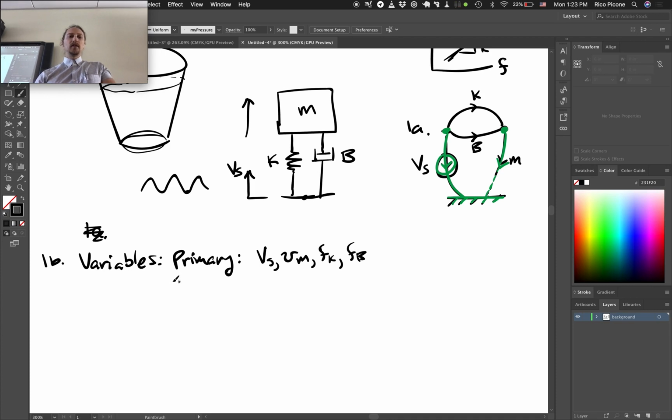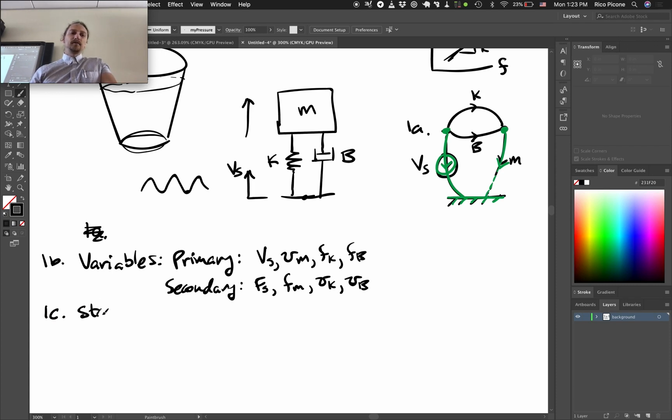The secondary variables are those that are the opposites of these. So the force from the velocity source, the force on the mass, the velocity across the spring, and the velocity across the damper. Those are secondary variables. Okay, great. 1C, state variables, right?